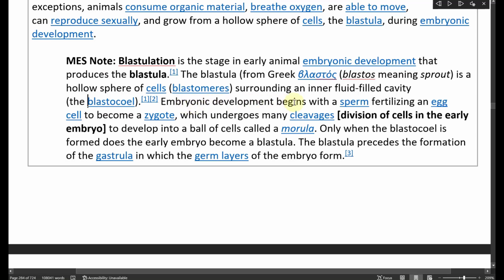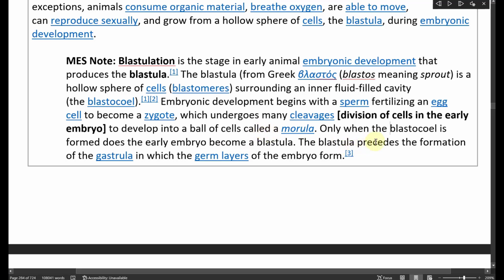Anyways, embryonic development begins with a sperm fertilizing an egg cell to become a zygote, which undergoes many cleavages or divisions of cells in an early embryo to develop into a ball of cells called a morula. Only when the blastocele is formed does the early embryo become a blastula.